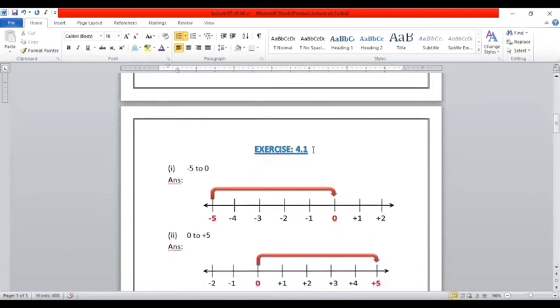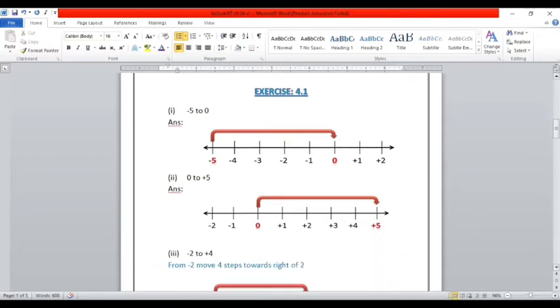Now here, 4.1 consists of the representation of the given values on the number line. Dear students, here in 4.1, question number 1, part number 1, we are given -5 to 0. You just have to move from -5 to 0. This is the simple representation. In the second, we have to move from 0 to +5 on the right of the 0.